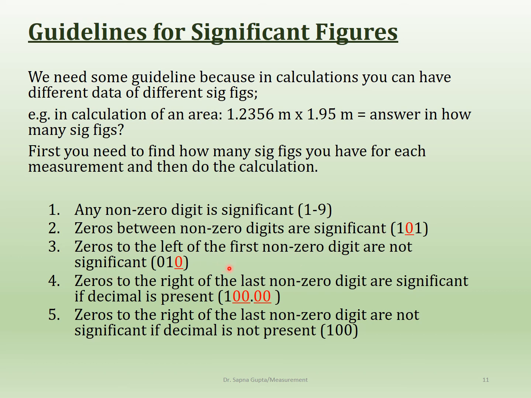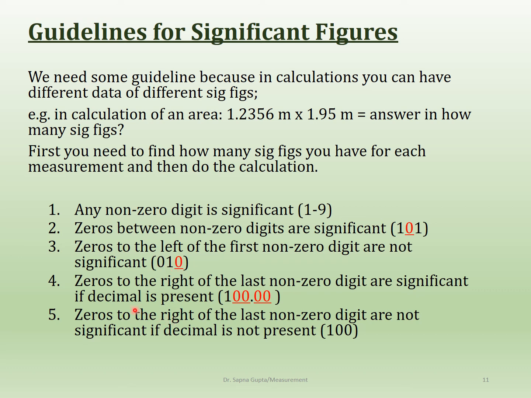Zeros to the left of the first non-zero digit are not significant. So if you don't understand the sentence, don't worry about it. But right here, okay, this is what it means. So if you have this zero, this is not significant. The zero after the number is going to be significant. Okay, so this is significant, not this one.